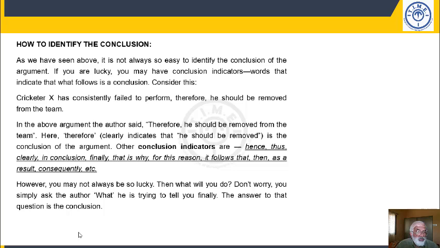But if you don't have those words, then what do you do? You simply ask, how is he telling me this? That means what he's trying to tell me, I know that's the conclusion. But if it is a statement that tells me there are reasons for this, that means it prompts me to ask, how did he put this together? Then you know that you are looking at a conclusion.